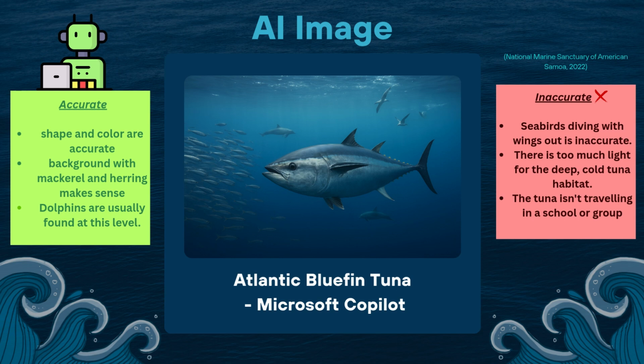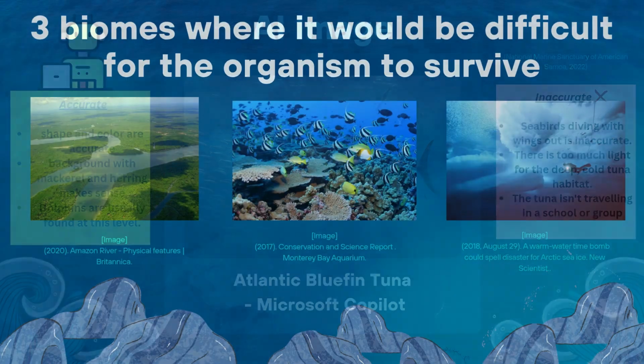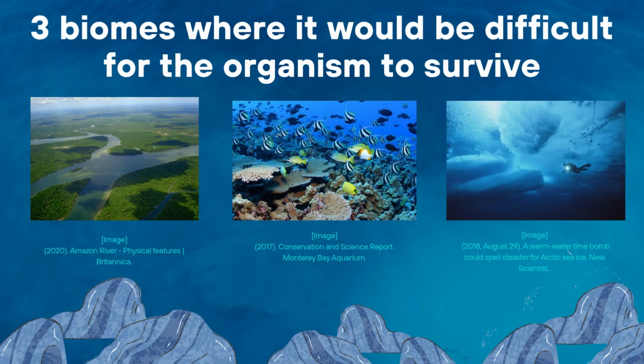And next to inaccuracies, the seabirds are shown diving with their wings out, which isn't actually how they swim underwater. The scene is also a little bit too bright for the cold and dark habitat where bluefin tuna usually live. And finally, the bluefin tuna is shown alone, which is untrue because in reality, most of them travel in schools or in groups. If the bluefin tuna were to be placed into a different habitat, such as the Amazon River in the rainforest biome, it would have multiple challenges surviving.